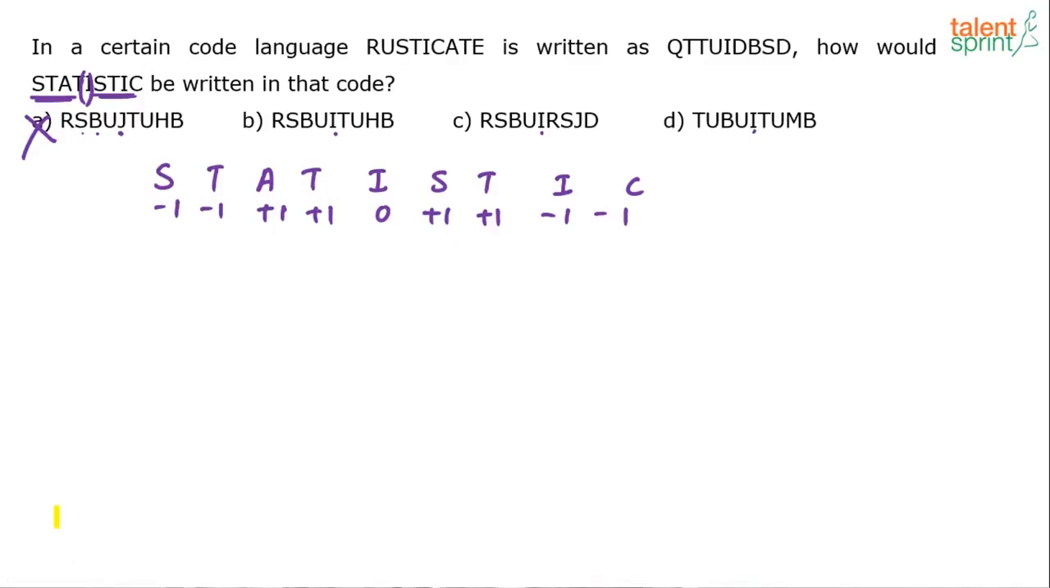Now let's eliminate the other things. S -1 should be R. See, we first found I. Then we are looking at the first letter. S -1 is R. Answer should start with R. Hence option D gets eliminated. Answer ends with what? C -1 is B. Here ending is B, here ending is D. So C is also eliminated. Option B will be the answer.